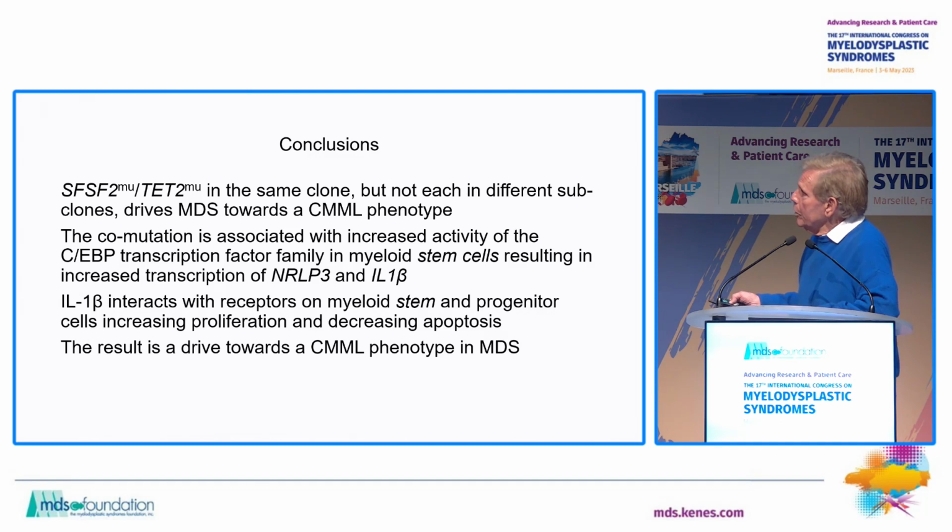Now, the IL-1 beta and the cleaved product interact with receptors on myeloid stem and progenitor cells, increasing proliferation and decreasing apoptosis. And the result, as I started off, is that it drives the clone towards a CMML phenotype in myelodysplastic neoplasms. So thank you for your attention.